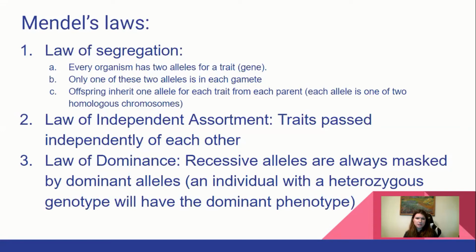The law of independent assortment says basically that 2 traits can get passed down independently of each other. So if 2 traits are on different chromosomes, so hair color was on 1 chromosome, but height is on another chromosome, then the probability of you being short is not going to have anything to do with the probability of you being blonde.